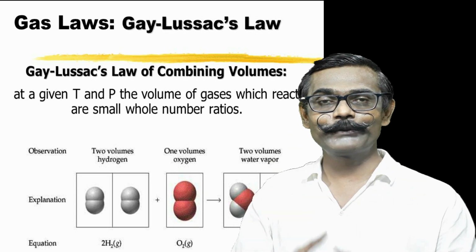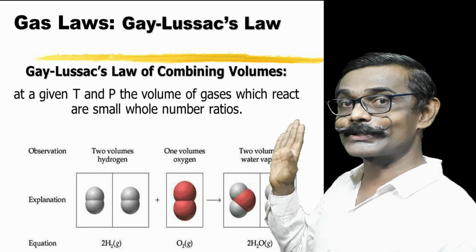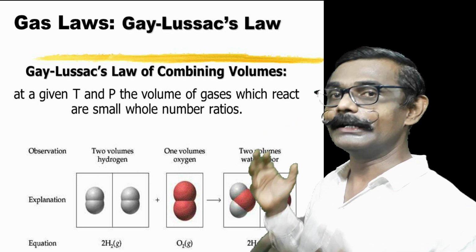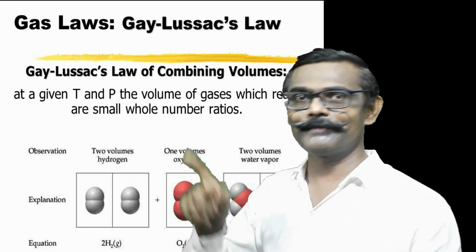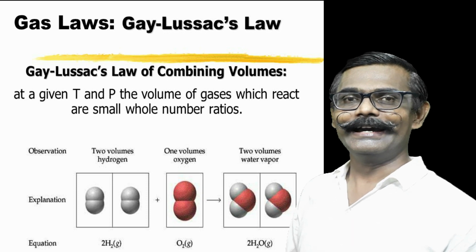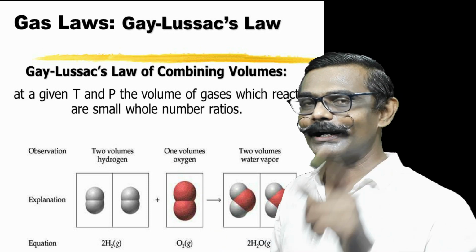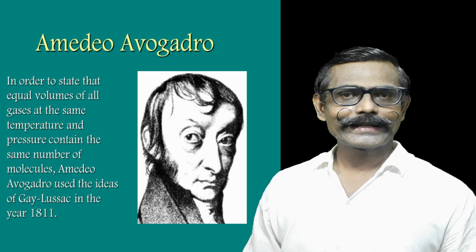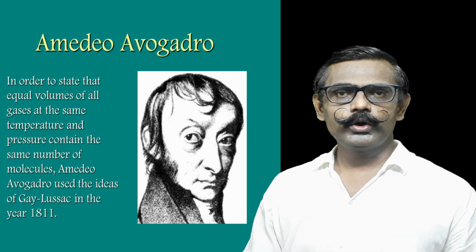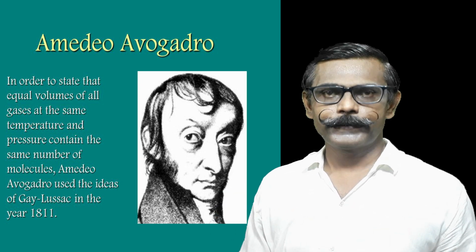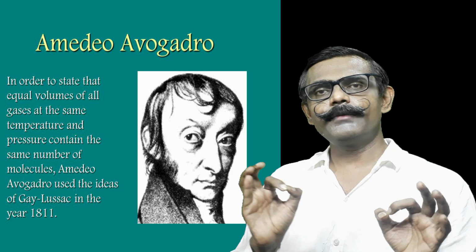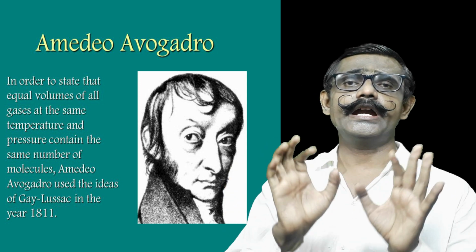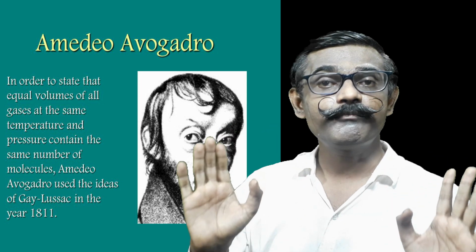He was surprised with the formula 2 plus 1 is equal to 2. Mathematically it is not possible, but chemically we can make it possible. And this puzzle was solved by Avogadro. So what did Avogadro say? Equal volumes of gases possess the same number of molecules at constant temperature and pressure.